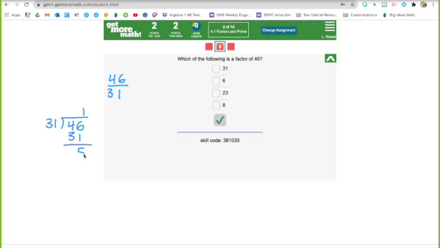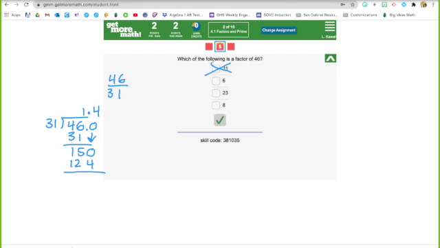This would be 15. I would have to use decimal points now, and so because I have to use a decimal point here, we have to say that no, this probably is not going to be able to divide into 46 properly. And so because of that, we're going to say that 31 is definitely not one of those factors.